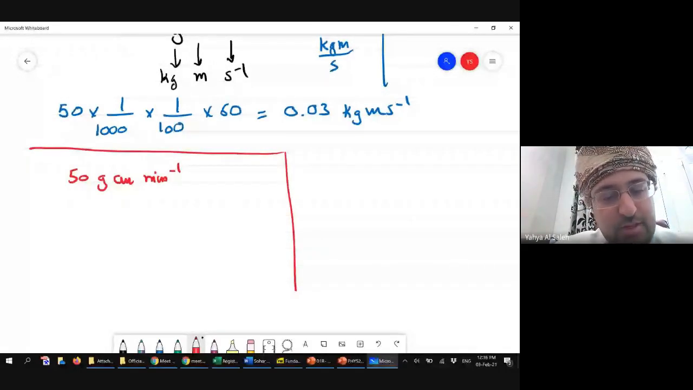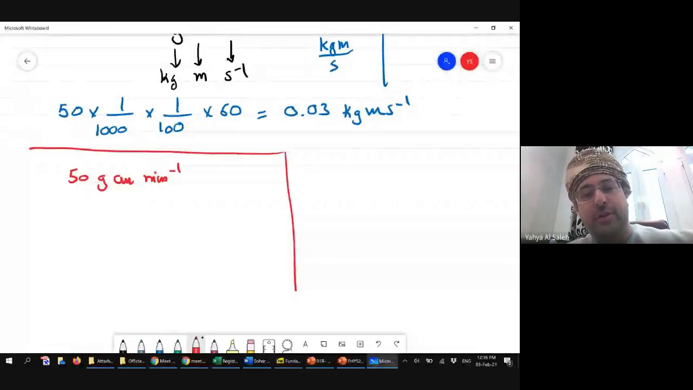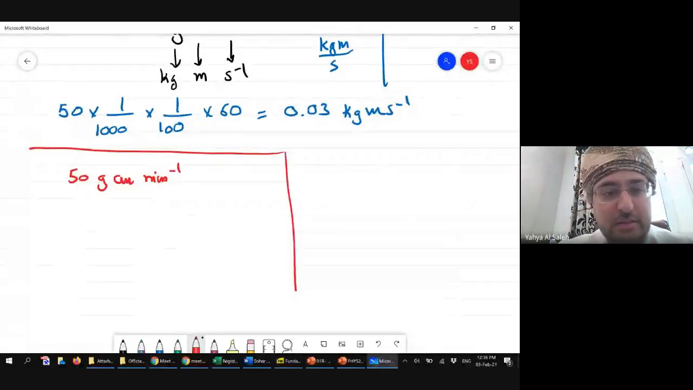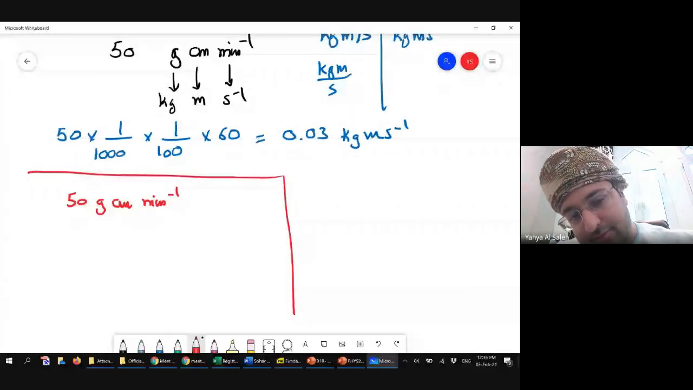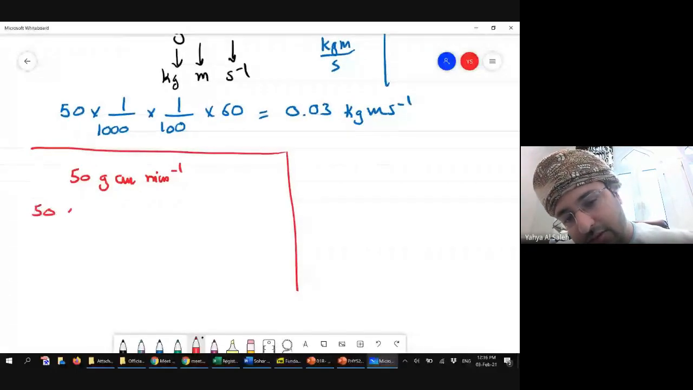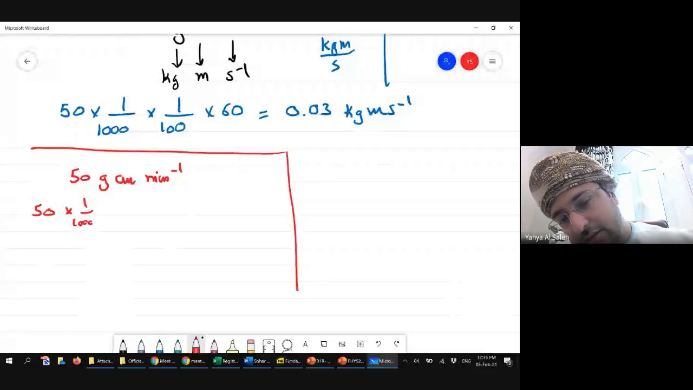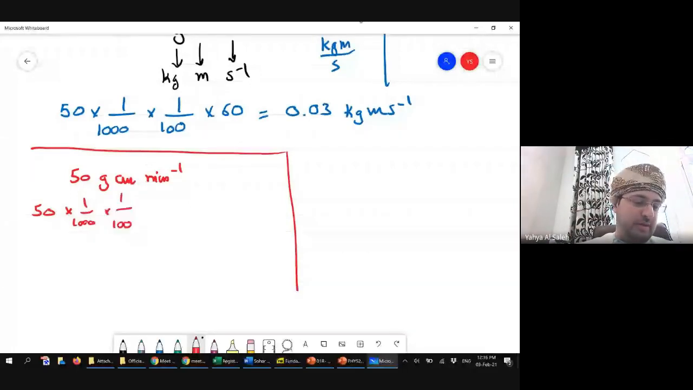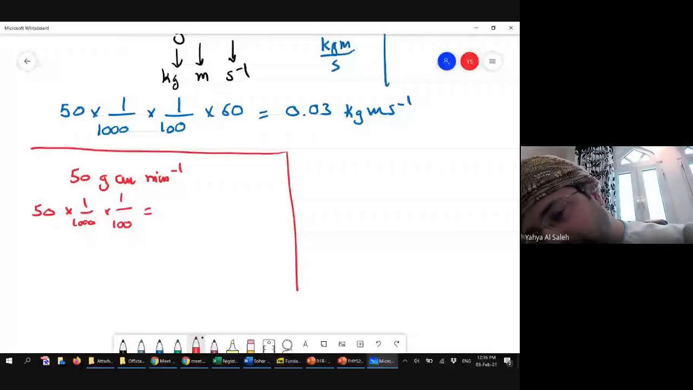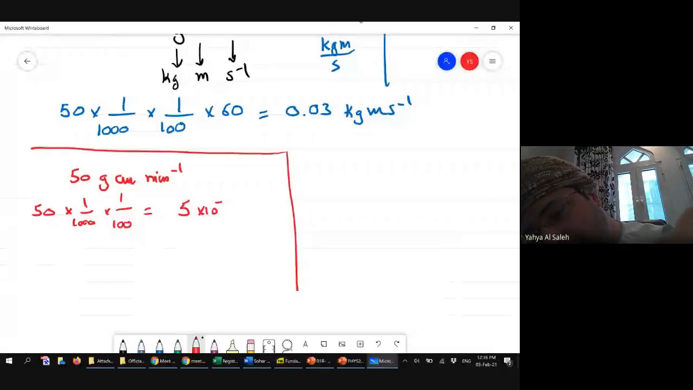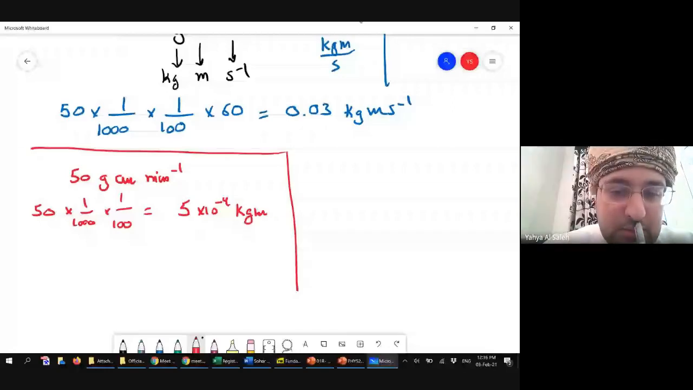Okay, so let's do this. First, I will just convert it to kilograms meters. I will keep it in per minute. So I will do 50 times 1 over 1000 times 1 over 100. And I will end up with 50 divided by 1000 divided by 100. I will end up at 5 times 10 to the minus 4 kilogram meters per minute. Correct? So far, so good. We agree with what we did?